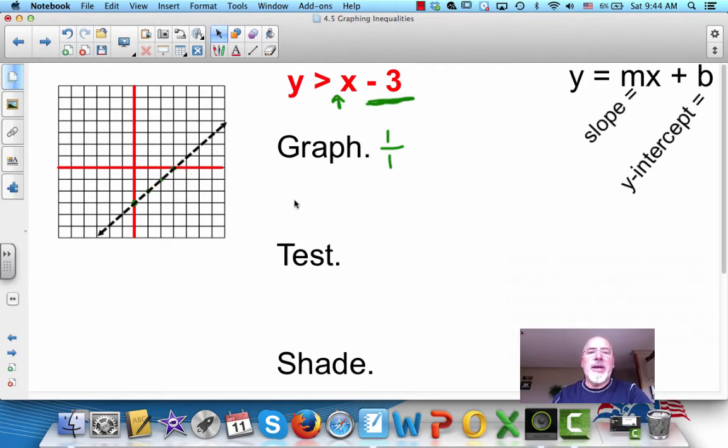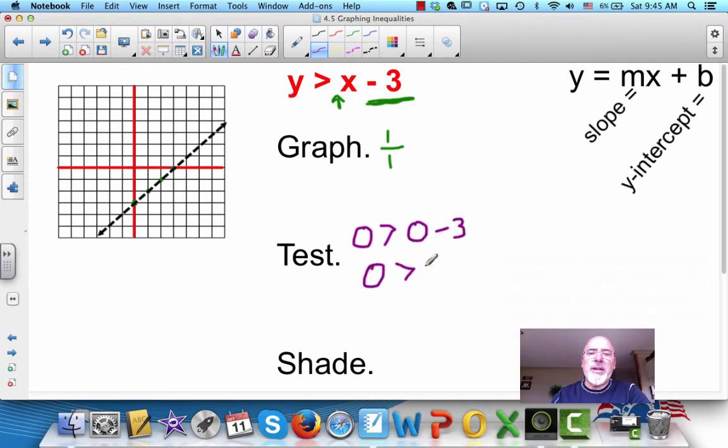So we've got a dashed line now, and we need to know where to shade. The next thing we're going to do is test it. Typically I will test 0, 0 because it's the easiest one. So 0 is greater than, and the x would be 0, 0 minus 3. 0 is greater than negative 3. Is that true? Yes, that's true. So since we tested a point on this side of the line, and that was true, that means this side of the line is the one that we shade to indicate our answer.